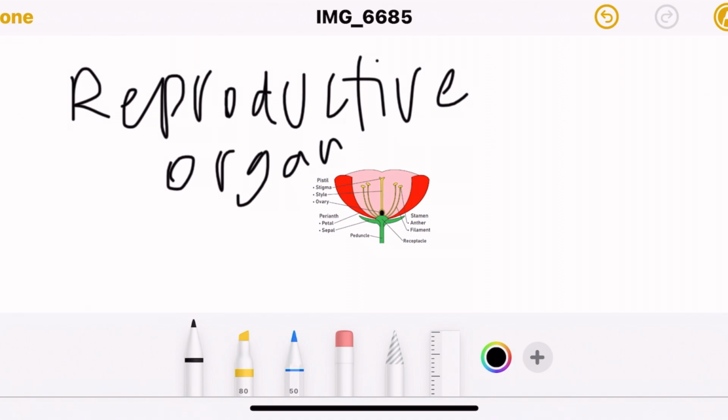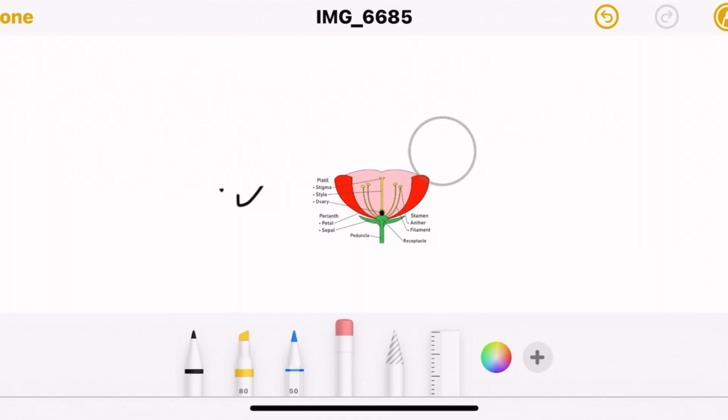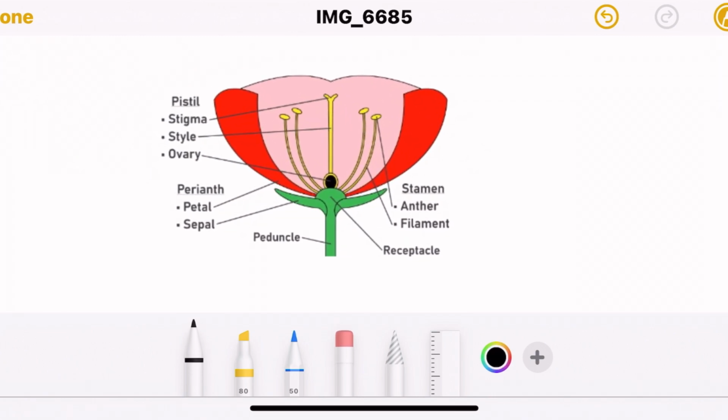So the flower is basically a reproductive organ. Flowers have the male and female parts, and they help in reproduction. Most flowers have both the male and the female parts of the plant, and that's why they are known as hermaphrodite. But some only have the male parts, and some only have the female parts. So let's start with the structures, with the parts of a flower and their function.